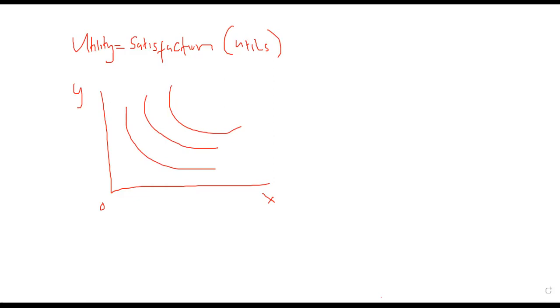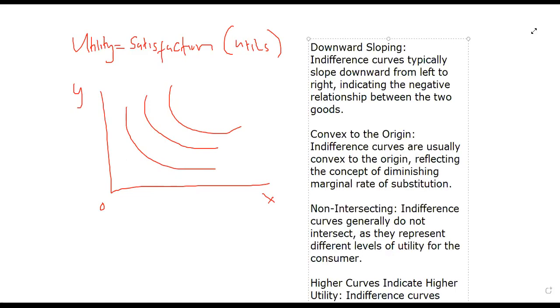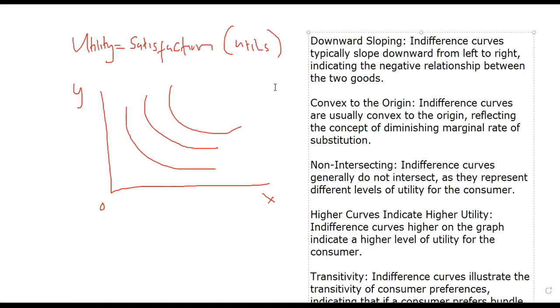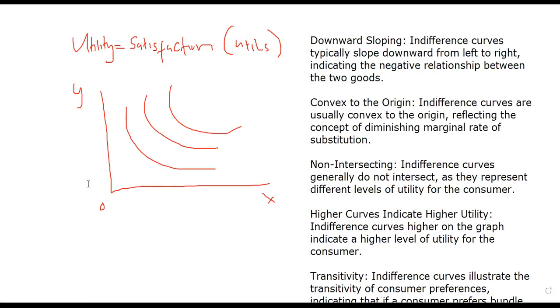Convex to origin, and they do not cross. Don't crisscross, correct? They're convex to the origin. Okay? Convex to the origin. Number 2, they are non-intersecting. So they don't intersect each other. So non-intersecting, generally, they represent different levels of utility.